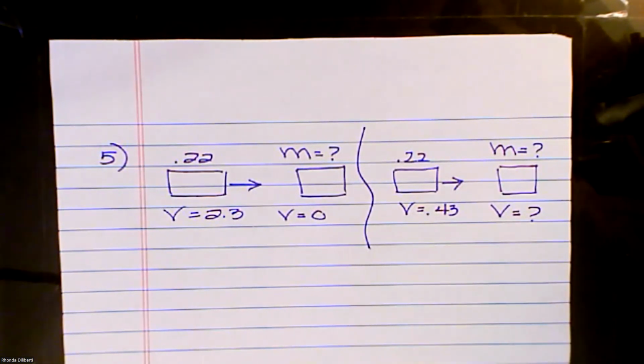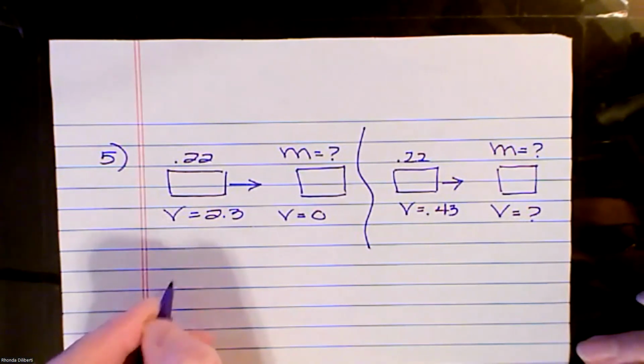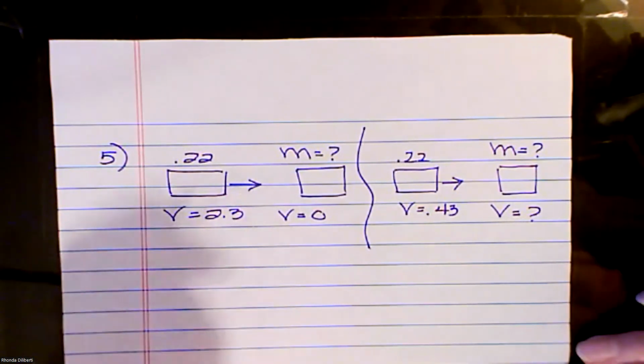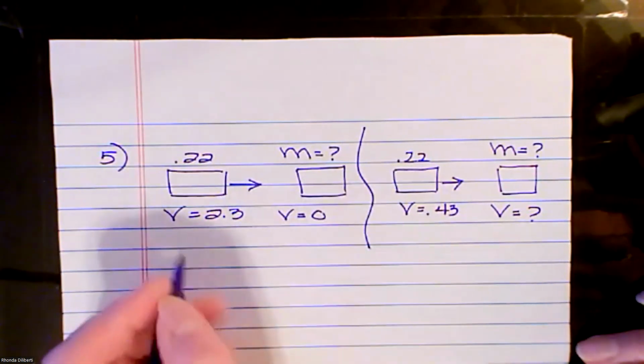Okay, so question: what is the mass of the second cart, and what is the speed of the second cart? All right, so we do know it's an elastic collision. So the first thing we're going to do is apply conservation of momentum. I'm just going to write a math statement that I know would be true: mv plus mv equals mv plus mv.